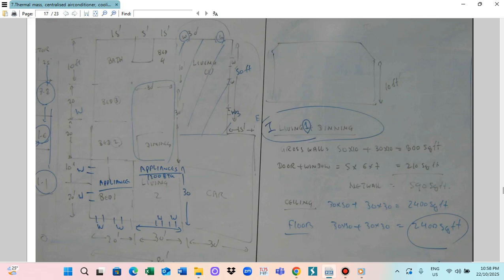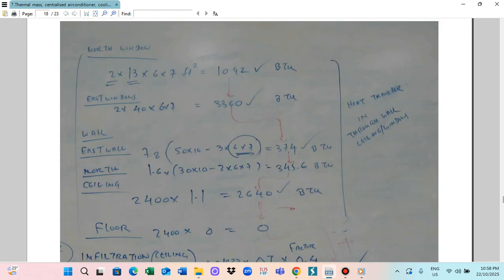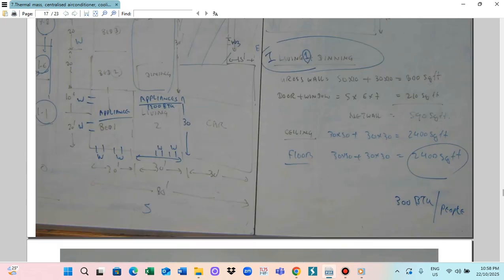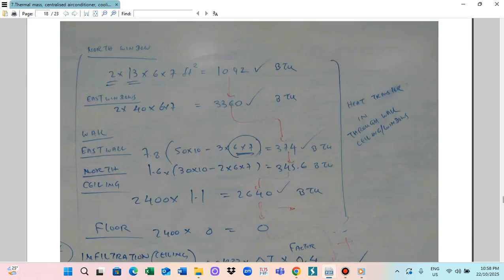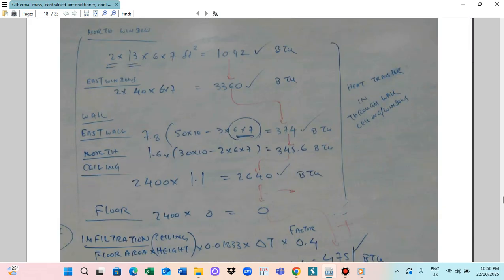And we can also calculate the floor. Floor and ceiling are the same, 30 multiplied by 50 plus 30 multiplied by 30, so you get 2400 square feet. So firstly we calculate the ground floor area, the door and window area, ceiling area and floor area. Then we have to calculate for the north window.